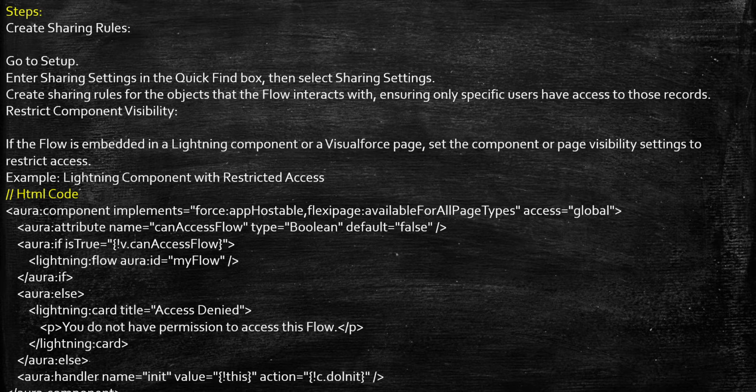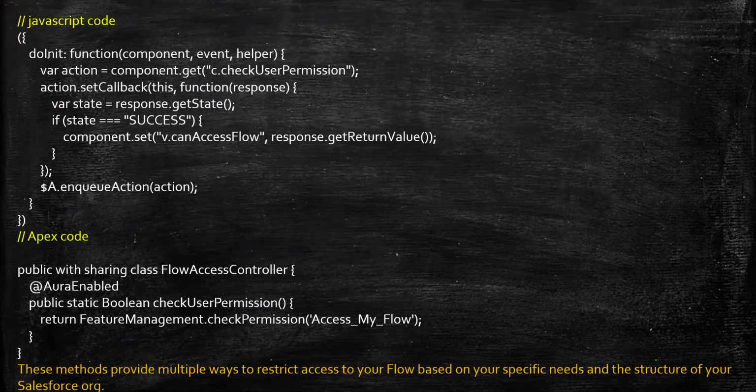And here is the HTML code for the Aura component, showing how it is invoked when you do not have permission to access the flow. Here is the JavaScript code and the Apex code for that. These methods provide multiple ways to restrict access to a flow based on your specific needs and the structure of your Salesforce org.